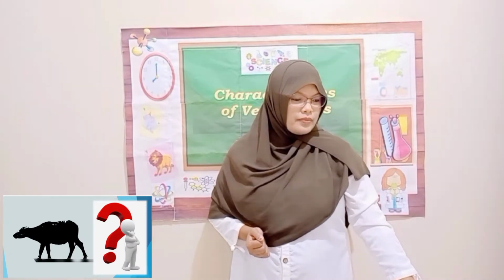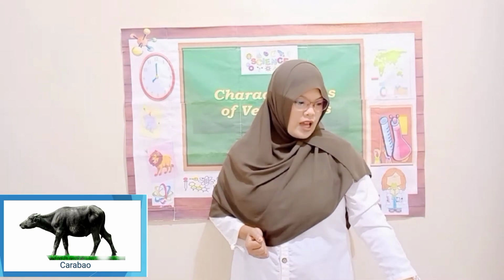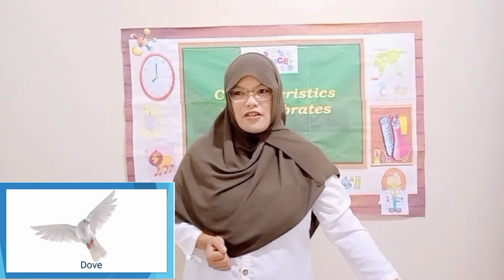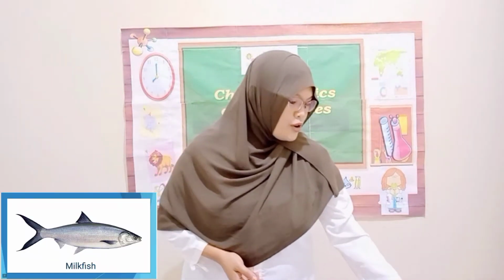What's that animal? Okay, that's a carabao. And what's that animal? Right, that's a dog. And what's that animal? You're correct. That's a milkfish. And what's that animal? You're correct. That's a turtle. And what's that animal? Yes, that's a frog.